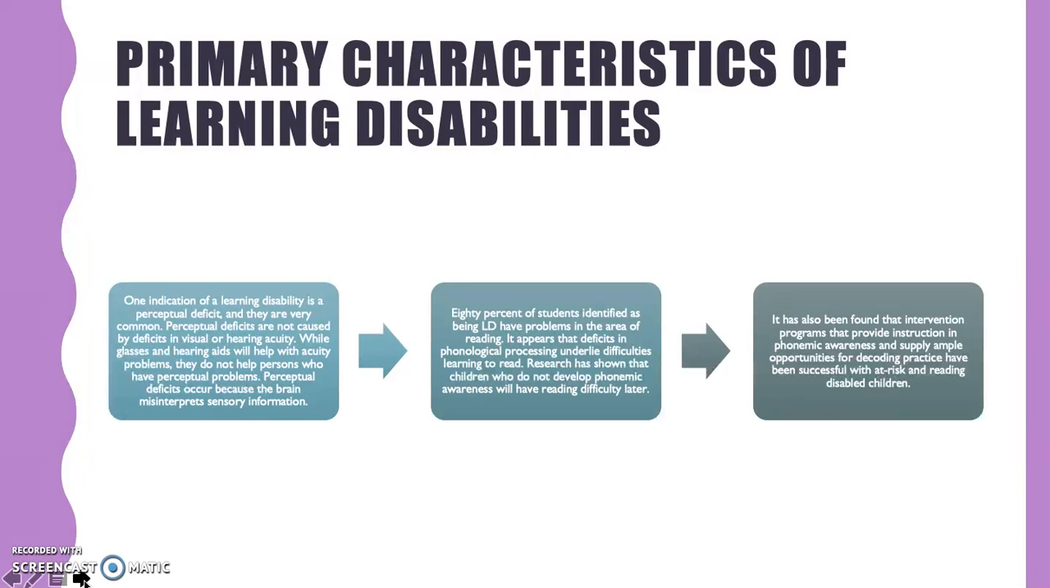80% of students identified as LD have problems in the area of reading. It appears that deficits in phonological processing underlie difficulties learning to read. Research has shown that children who do not develop phonemic awareness will have reading difficulty later. It is also found that intervention programs that provide instruction in phonemic awareness and supply ample opportunities for decoding practice have been successful with at-risk and reading disabled children.